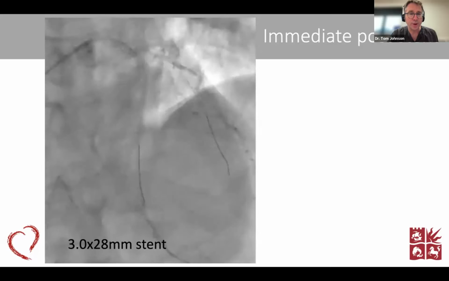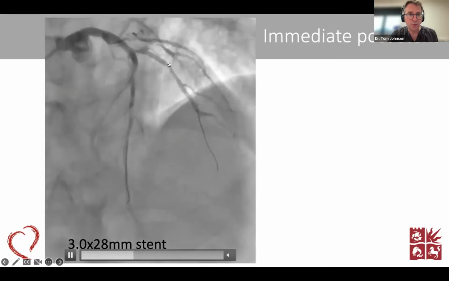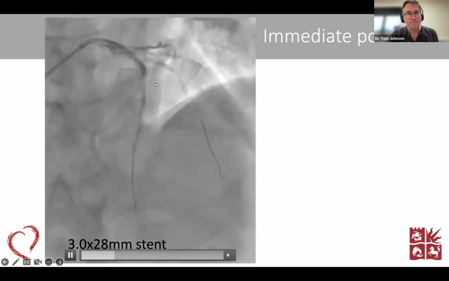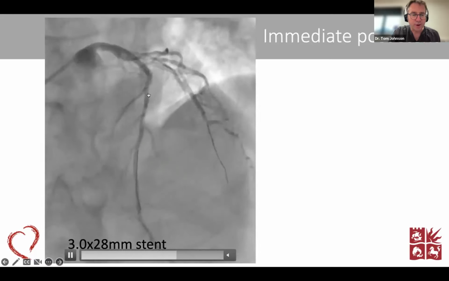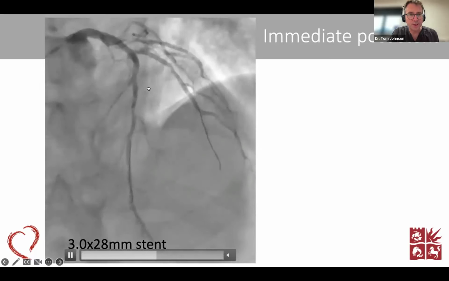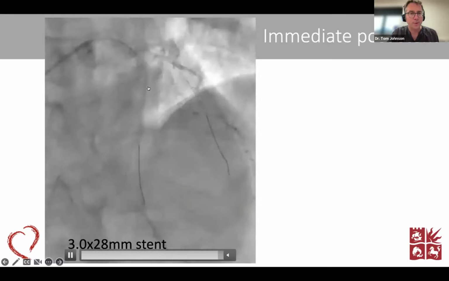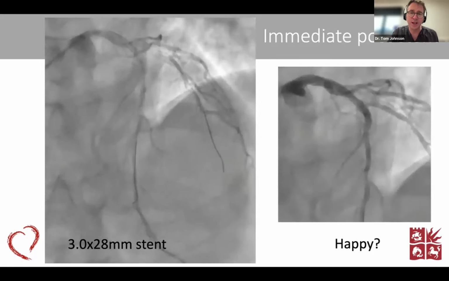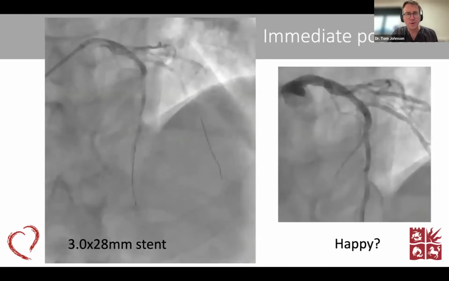So there's still flow in the diagonal, which has this jailed wire in it, although it seems a little bit pinched at the ostium. And so we see that there is just a slight discrepancy in terms of the distal edge. So if you wanted to take imaging before, I guess you're wanting to take imaging now. You happy with this?